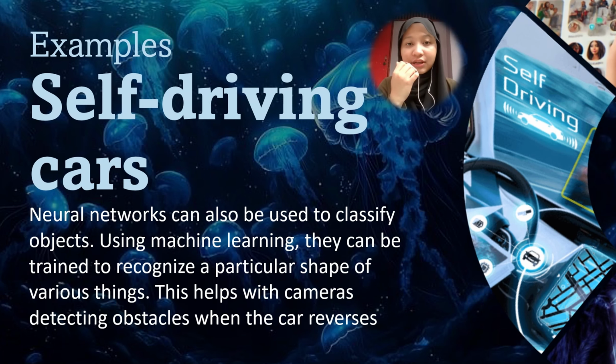Other than that, there are also self-driving cars that implement neural networks that basically scan the area around the car, and identify obstacles and objects that might be in the way of the car while reversing. So this helps the driver to better park.